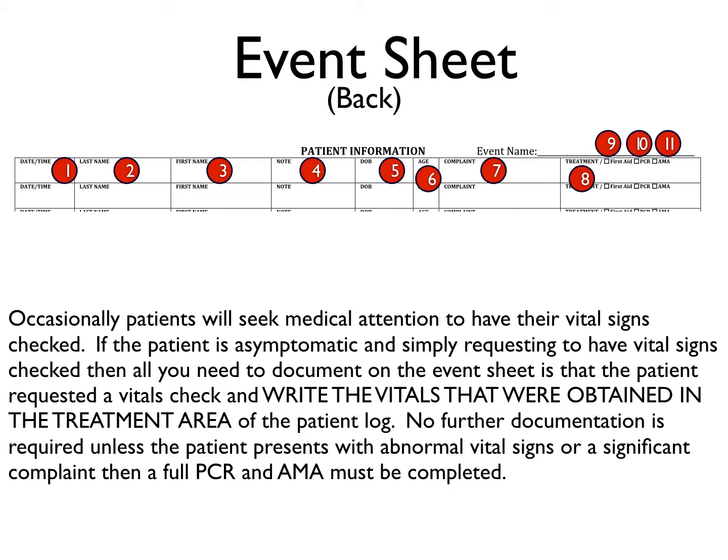Now, one thing I want to point out is that occasionally patients will seek medical attention to have their vital signs checked. If the patient is asymptomatic and simply requesting to have their vital signs checked, we go ahead and write down that we check their vital signs and then write down the specific vital signs in the treatment area. No further documentation is needed unless the patient has abnormal vital signs or a significant complaint. Then we need to complete a PCR and AMA if required.